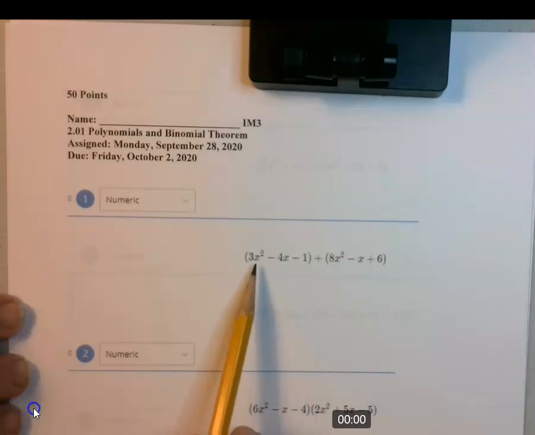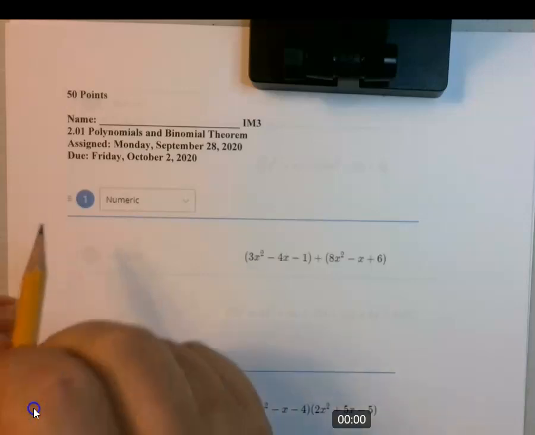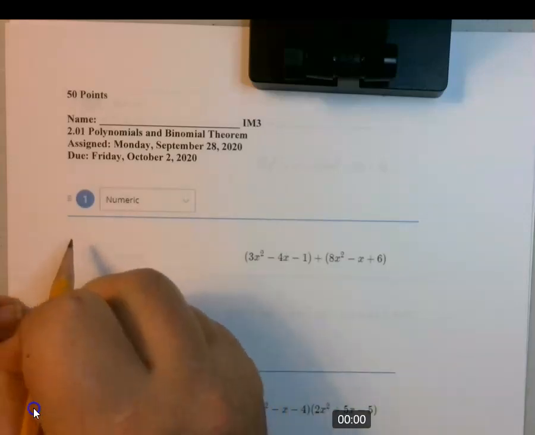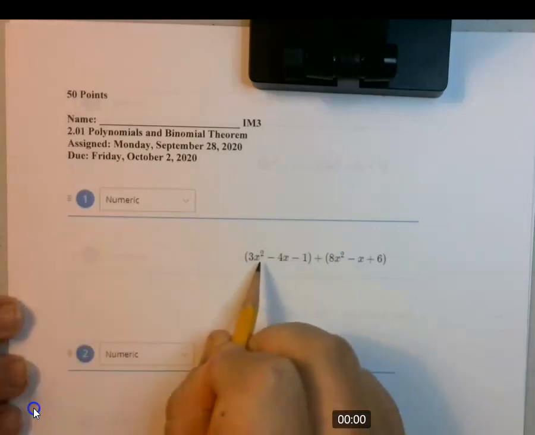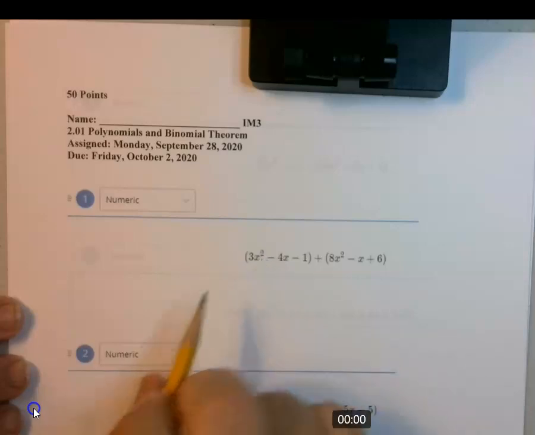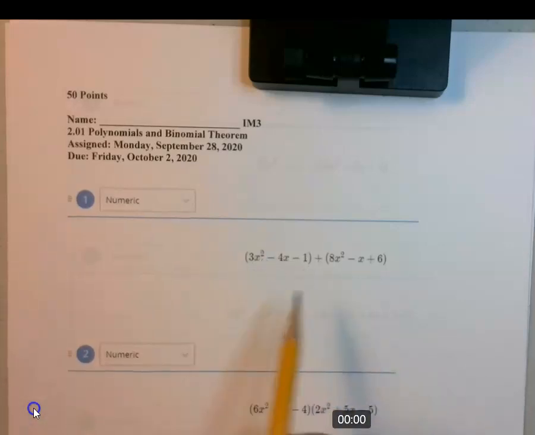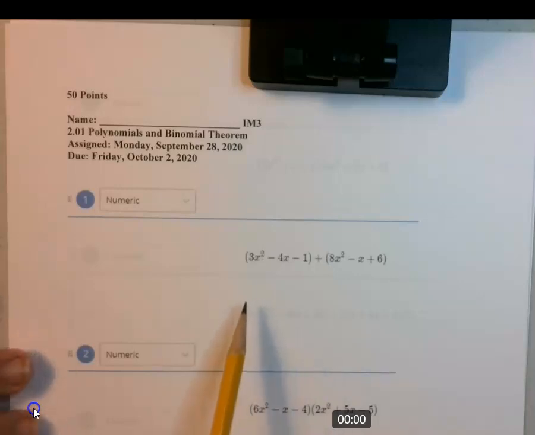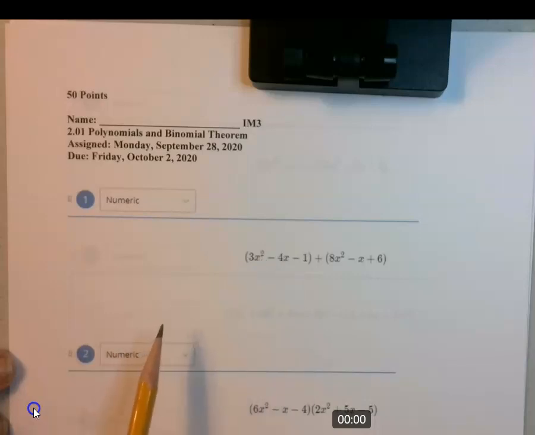So what it's asking us to do is, the way I like to do this is I set up a column for each exponent. This is called the order of an equation. It's the highest exponent in the polynomial. So this is a second order polynomial. This is a second order. So in order to add two terms in a polynomial, you must have the same variable and the same exponent to add or subtract terms.